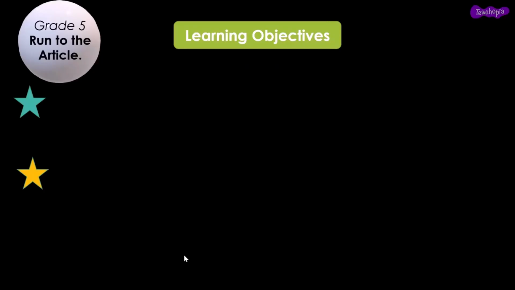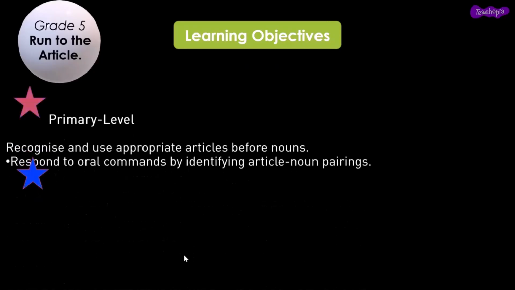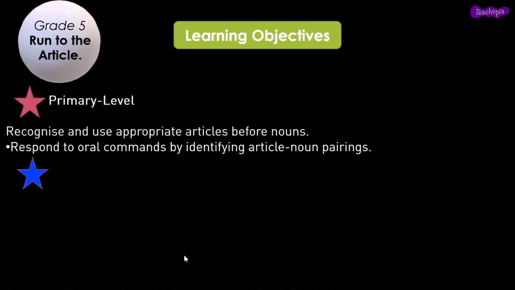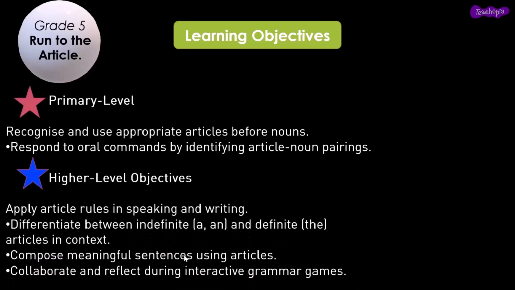Here, the learning objectives are as follows. At the primary level, we expect the learners to recognize and use appropriate articles before nouns, and respond to oral commands by identifying article-noun pairings. At the higher level, the objectives would be to apply article rules in speaking and writing, differentiate between indefinite, that is a, an, and definite, the articles in context, compose meaningful sentences using articles, and collaborate and reflect during interactive grammar games.